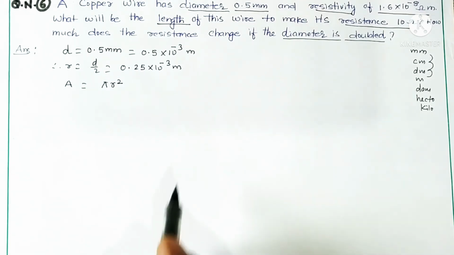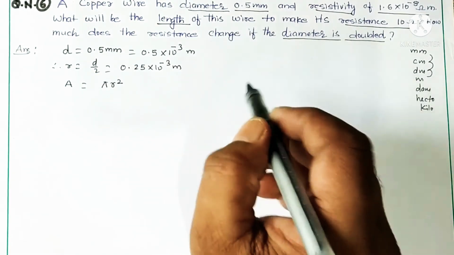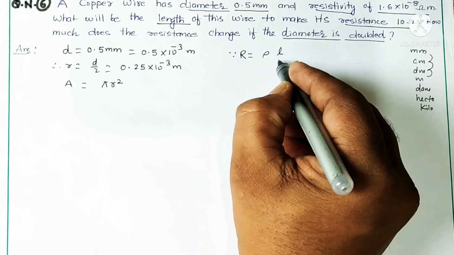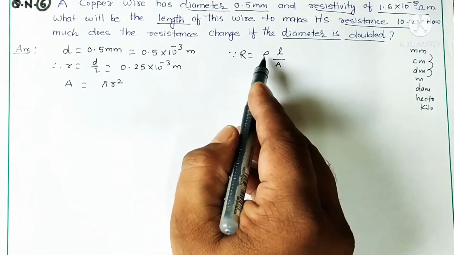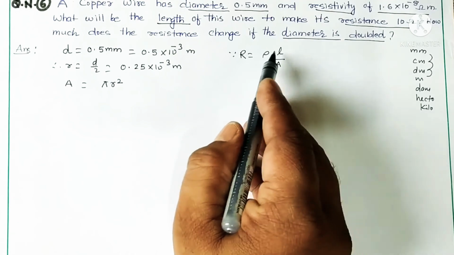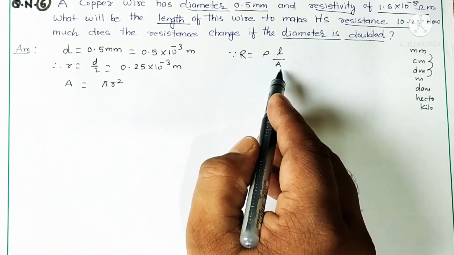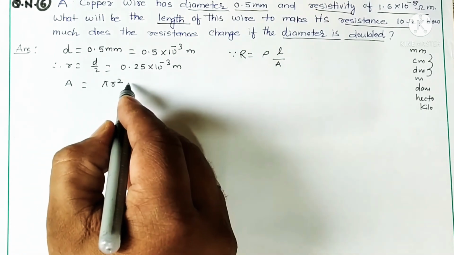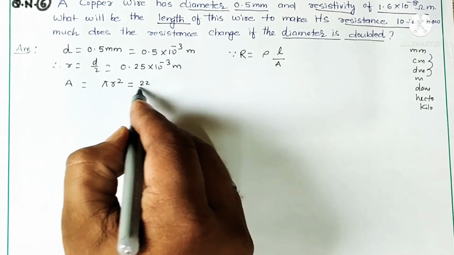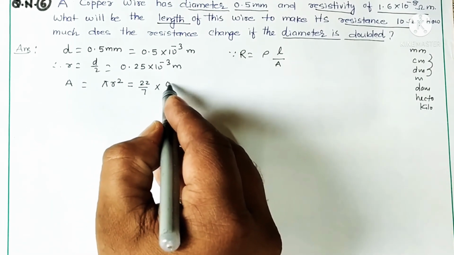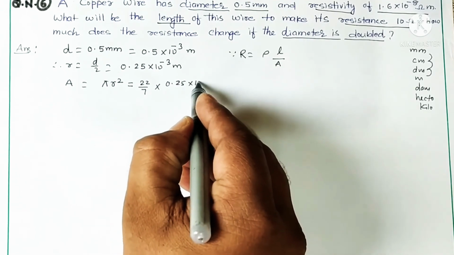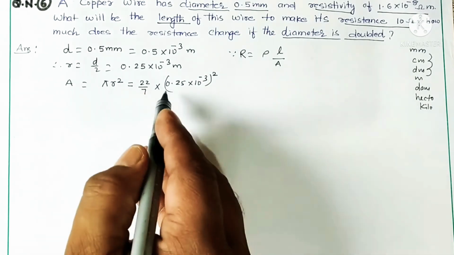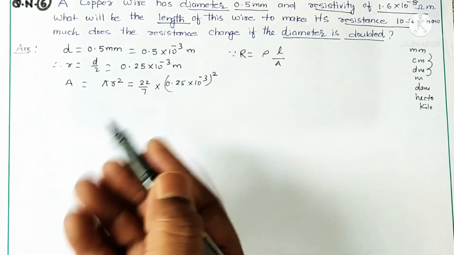You must keep in mind that here it asks what will be the length, and you know that resistance R equals rho L by A. Here R is resistance, rho is resistivity, L is the length of the wire and A is the area of cross section of the wire. So here I am finding pi r square. The value we have to put is 22 by 7 into r, that is 0.25 into 10 to the power minus 3, whole square. This is the part for area. You may solve it here or we will solve later on.